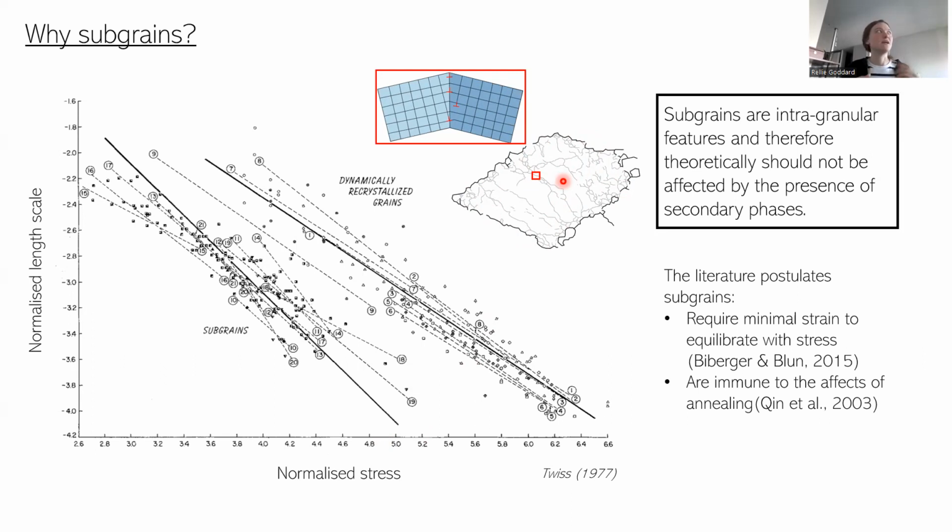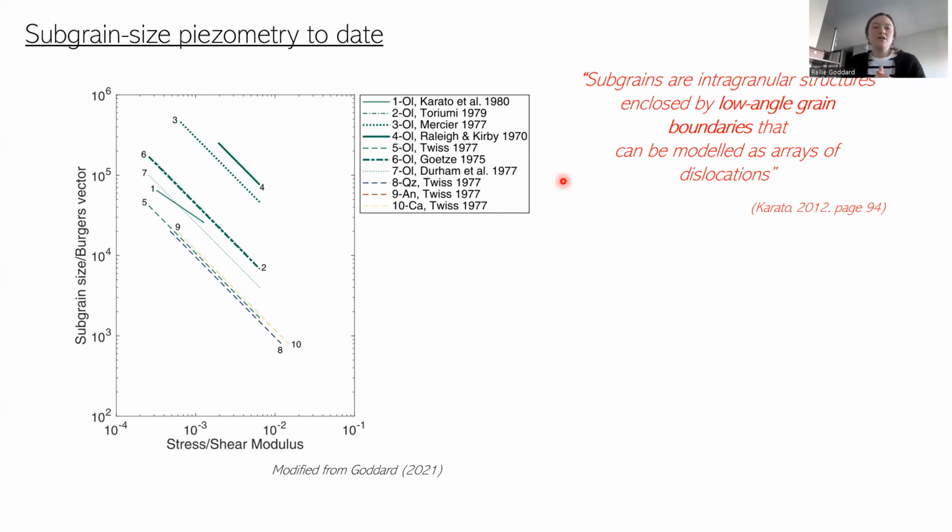I think it's something like 20% strain off the top of my head. That could be wrong. It's been a while. And also that they're meant to be immune to the effects of annealing. So subgrains are meant to be resistant to moving or migrating when you're heating a rock after deformation. So there are subgrain size piezometers that currently exist.